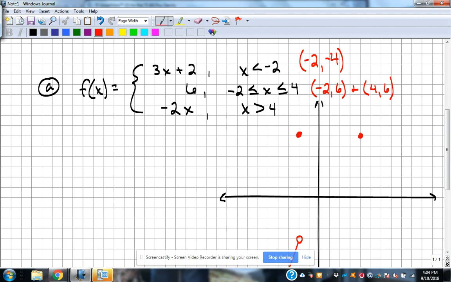And then y equals 6 is a horizontal line at that number. That's the middle piece. That's what it looks like. And then we're going to graph the last piece.